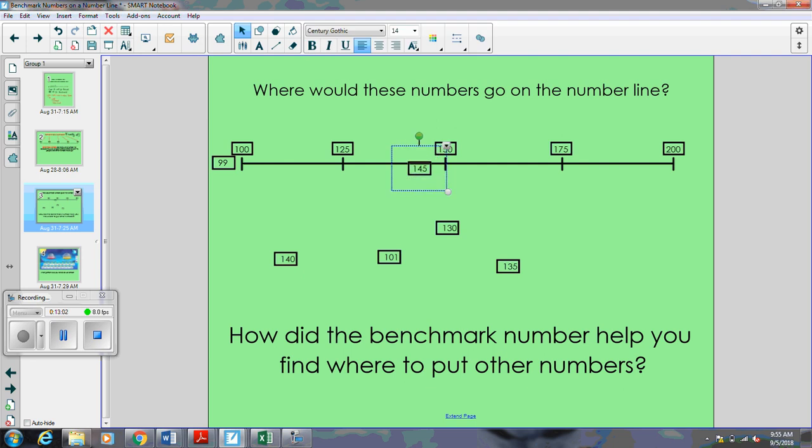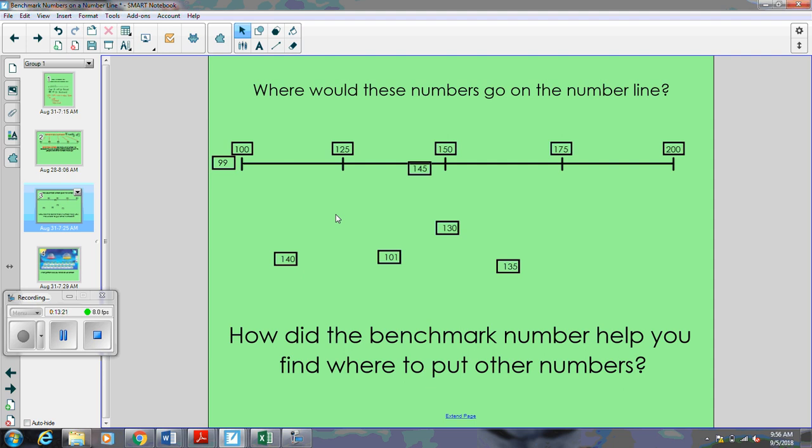It's going to be in between 125 and 150, but it's way closer to 150. Because it's 1 away. Very good. What about 101? Where's that going to go? Again, not a trick question.